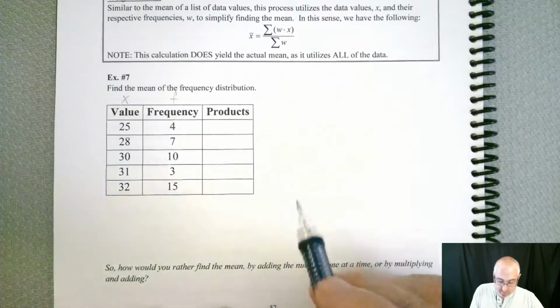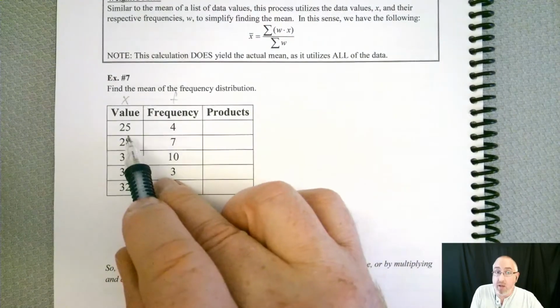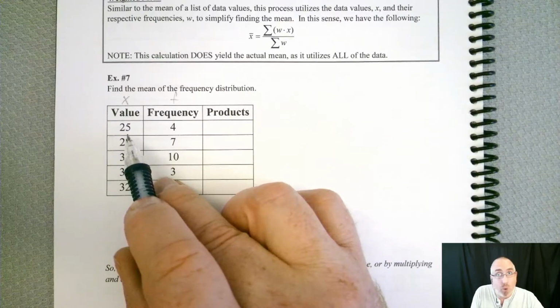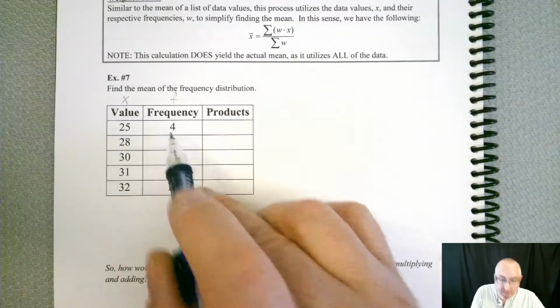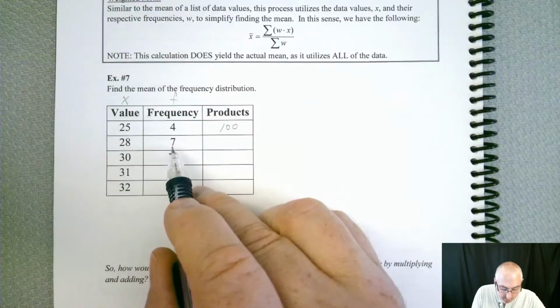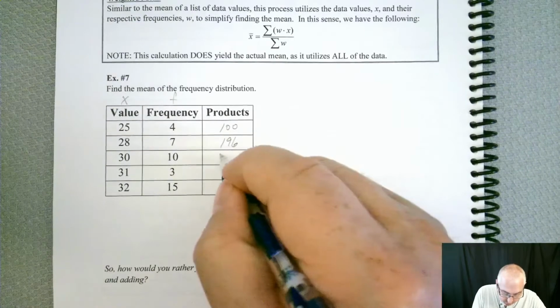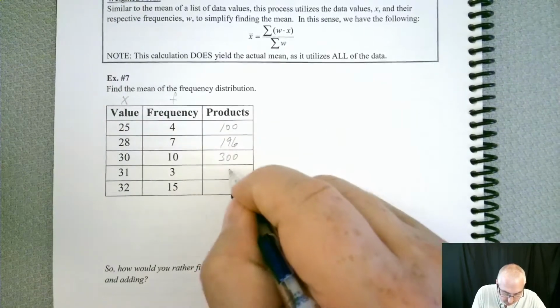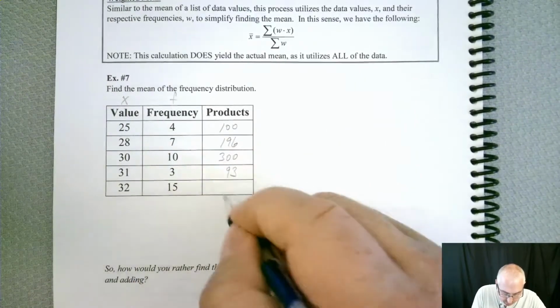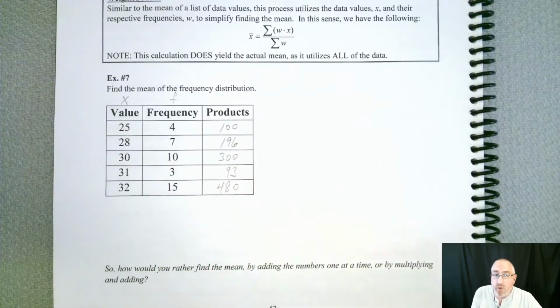But now we need our products. So all we're going to do is take care of all of these 25s in one calculation by multiplying. So we can multiply to get 100. We can multiply this and get 196. We get 300. We get 93. And we get 480. So you can multiply across pretty quickly.